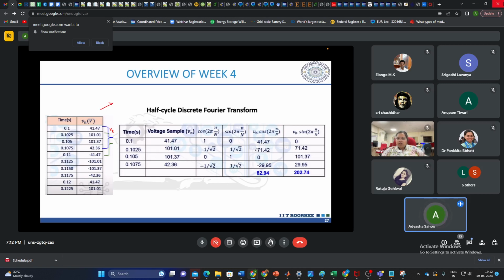Similarly, it is computed here, but here n is from 0 to 3. Basically, you have 4 samples now, not 8. So this is for n equal to 0, n equal to 1, n equal to 2, and n equal to 3. Similarly, we can compute, and using this, you will again get the same value of the phasor as you get for a full cycle DFT.